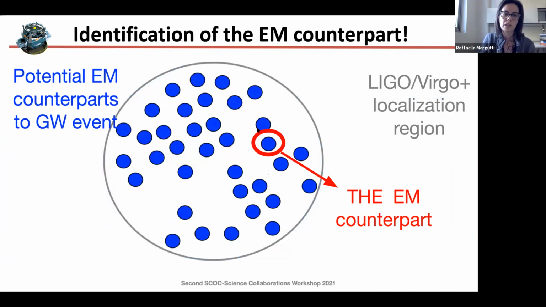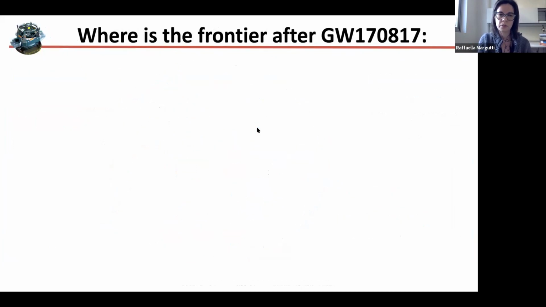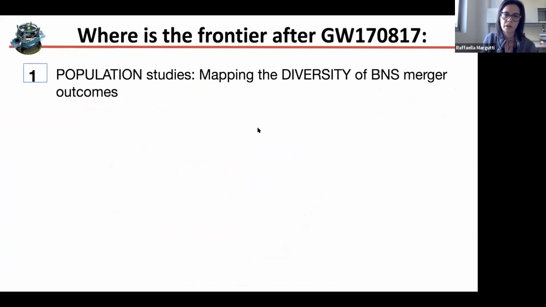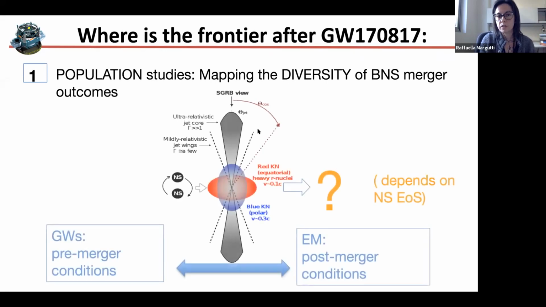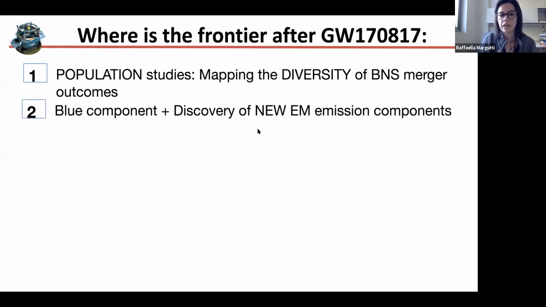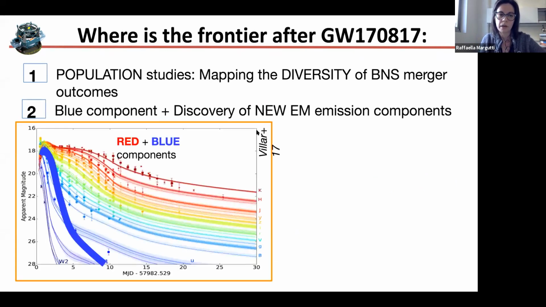And this is where Rubin clearly comes into the picture. So after 170817, where is the frontier in this field? The first thing is that we have an n equal 1 object. We want to have populations to study the diversity of the outcomes of these mergers. Even within 170817, we do not entirely understand what happened there. Specifically, the blue component of the kilonova is one of the huge mysteries. So we are very interested in understanding what is the physics driving that and what might be other new emission components that might be there.